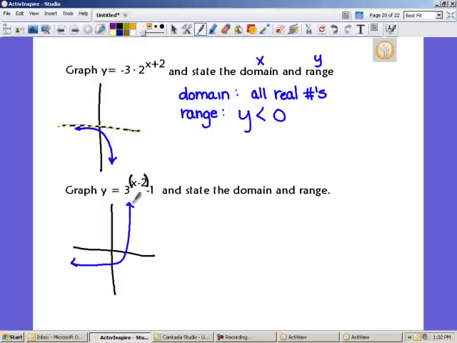And we now have to state the domain and range. If you look at the domain, we're talking about the x values. Does this graph go on the positive side of x and the negative? The answer is yes. So we've got all real numbers.